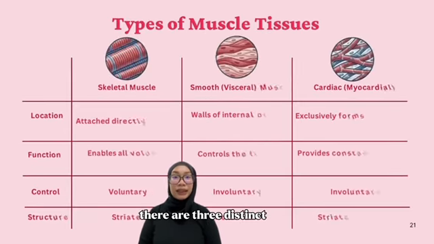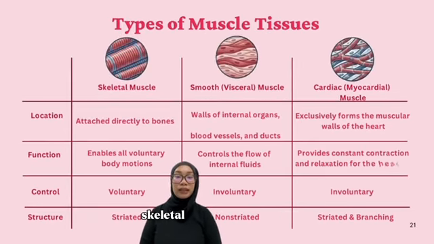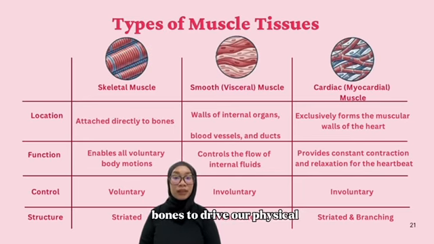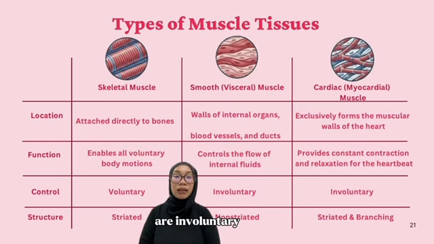There are 3 distinct types of muscle tissue. Skeletal muscles are voluntary and striated. They attach to bones to drive our physical motions. Smooth muscle, also known as visceral muscles, are involuntary and found in the walls of internal organs like the digestive tract. Lastly, myocardial muscle or cardiac muscle is found only in the heart, providing the constant involuntary contractions that create our heartbeat.